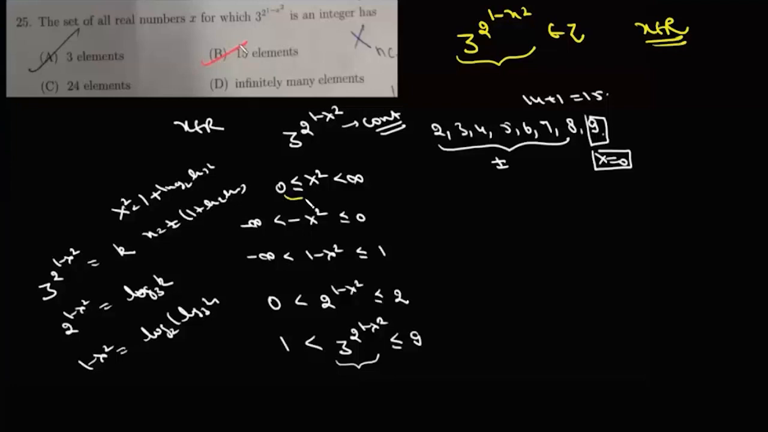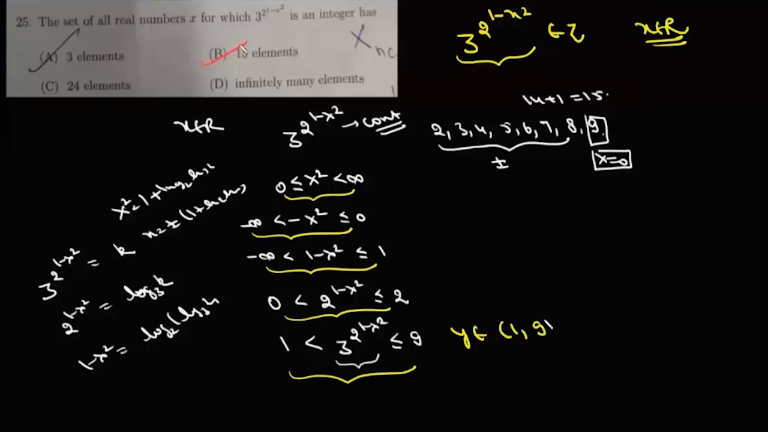We know that x square lies between 0 and infinity, minus x square will lie between minus infinity and 0, 1 minus x square will lie between minus infinity and 1, 2 to the power 1 minus x square will lie between 0 and 2, and 3 to the power 2 to the power 1 minus x square will lie between 1 and 9. So range of this function is from 1 to 9. So this y belongs to not included 1 to included 9. Now what are the integral values possible?